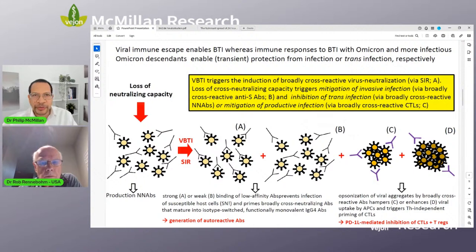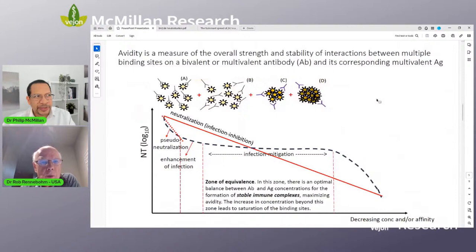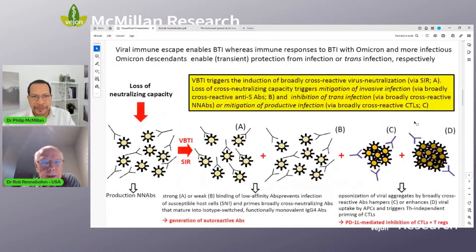This one here is talking about the viral immune escape, and that's the BTI one, meaning breakthrough infection. Yes, vaccine breakthrough infection. That's right. Good, we'll come back to that. And by the way, Philip, that slide you just had up is the most important slide. That's the one that Geert was most focused on as well. So we're going to go through this one as well.